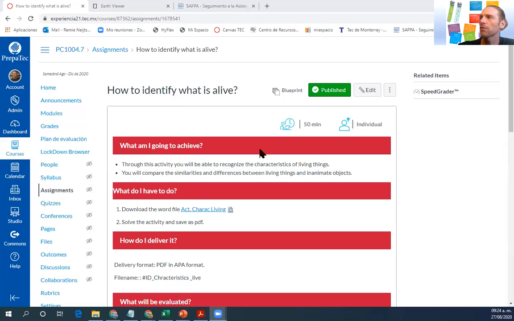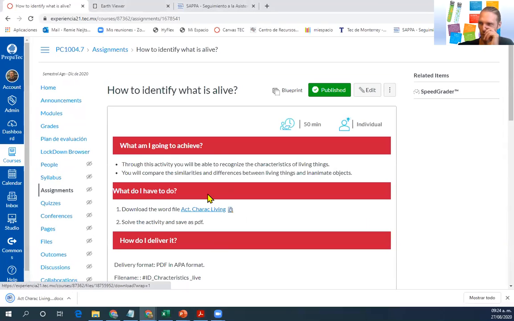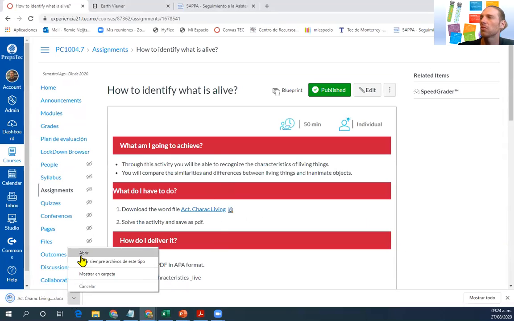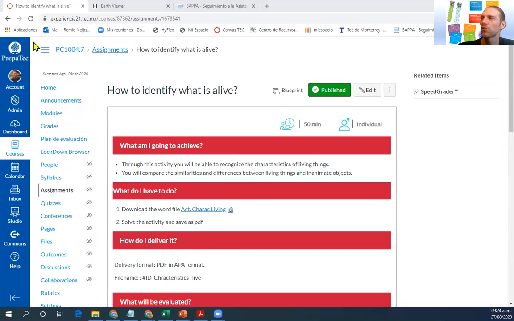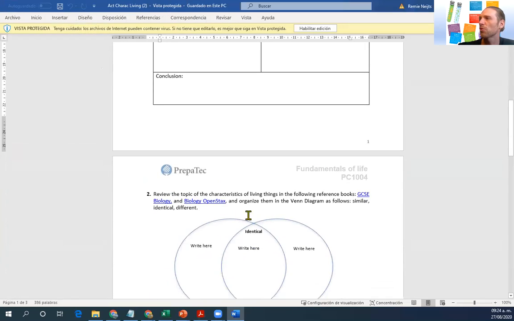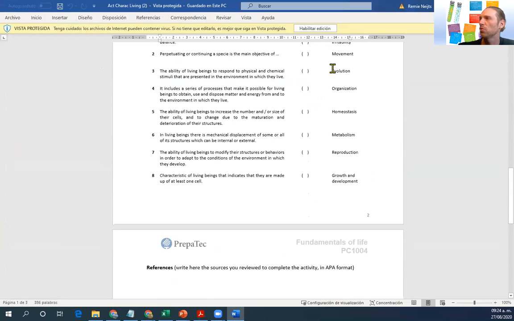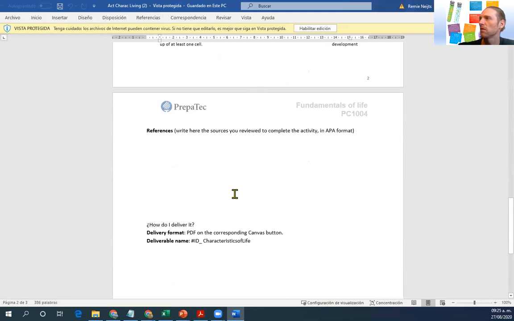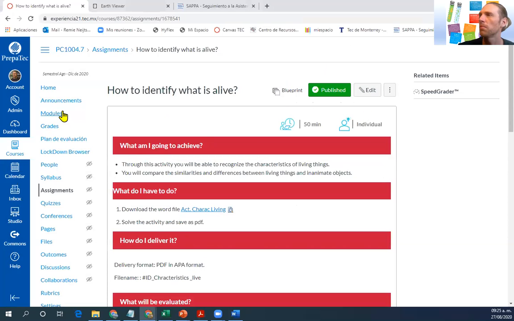Okay, let's continue. Don't forget to do this activity for the weekend. It's not really hard either. You just have to take two things to identify what is alive and what is not alive. Have a look at it. You can see it's an individual activity. I don't think it will take you 50 minutes to do this. You write down some characteristics and you do some matching here, and that's basically it. Okay. Don't forget the references, and you should be fine.